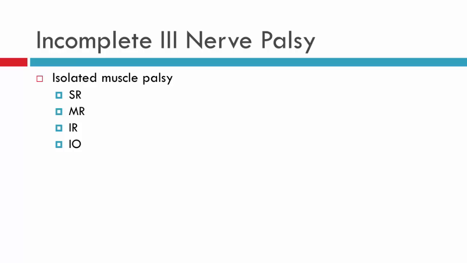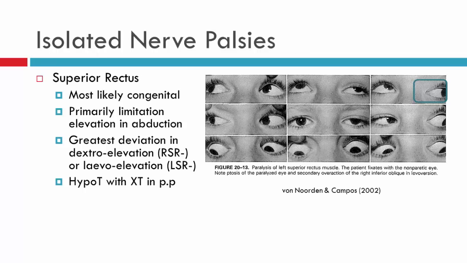So we'll go through each of these very briefly and we'll start off with the superior rectus. With an isolated superior rectus palsy, we're usually seeing this as a congenital condition. And as expected, you would see a primary limitation of elevation in abduction. If you have a look at the patient here in right gaze, we see that in abduction and elevation, the left eye is the affected eye, and we can see that there's limited elevation of the superior rectus.